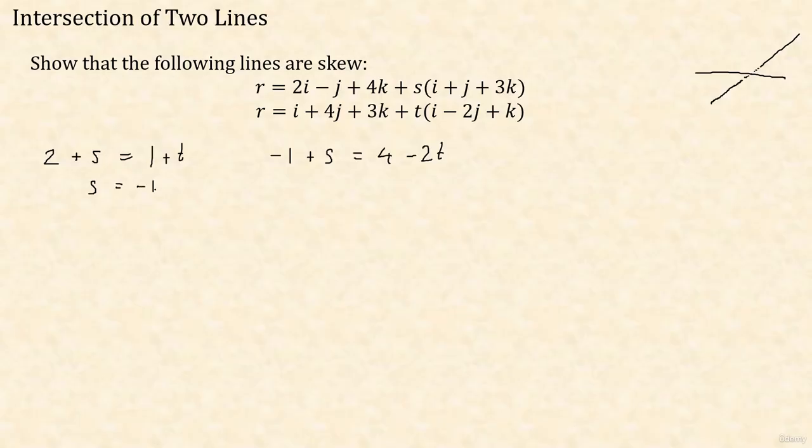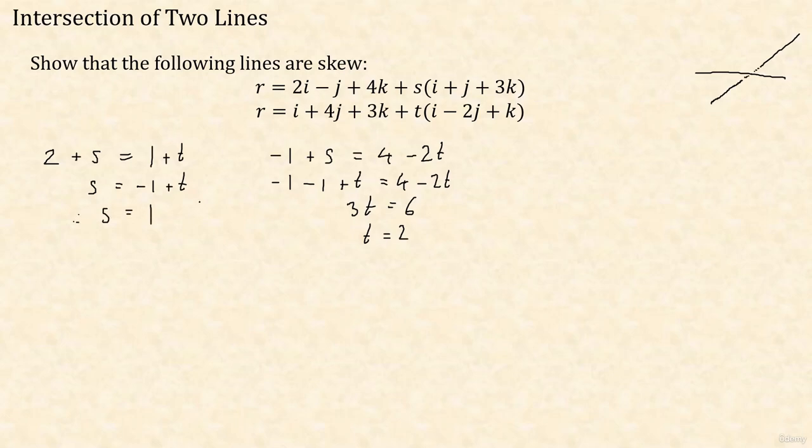So s is minus 1 plus t, sub that in here, minus 1 plus s, which is minus 1 plus t, equals 4 minus 2t. Gathering that up, I get 3t over here, and then 4 plus 2 is 6, giving t equals 2, and that implies that s is negative 1 plus t, which is 1. So when s is 1 and t is 2, the i and j coordinates are the same. But what about the k coordinates?